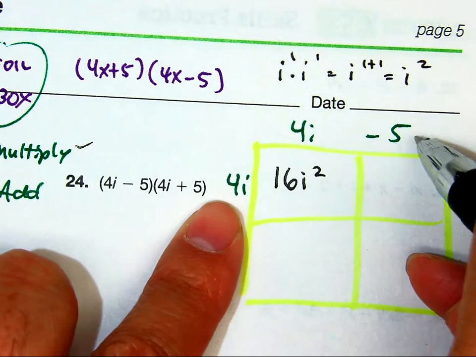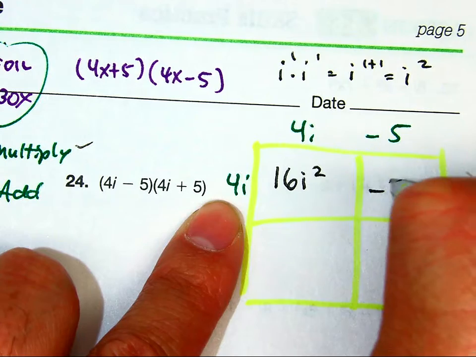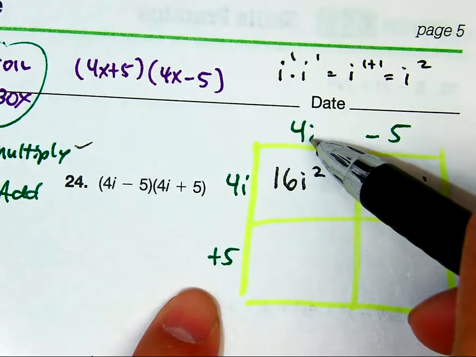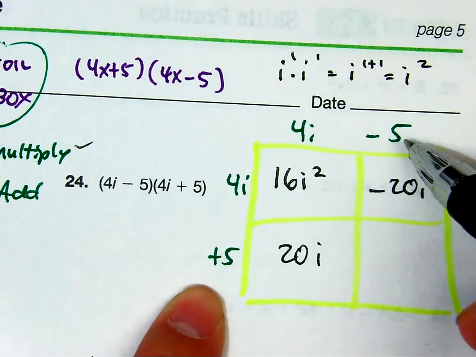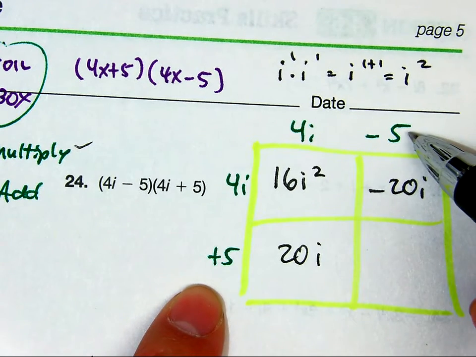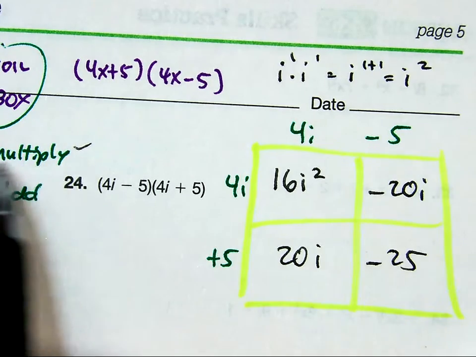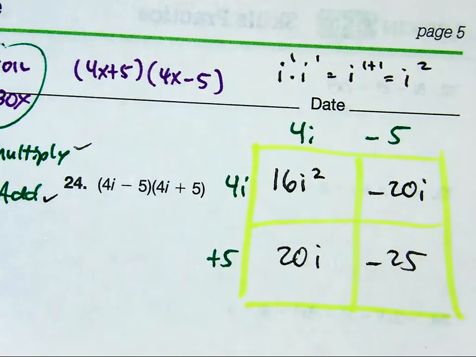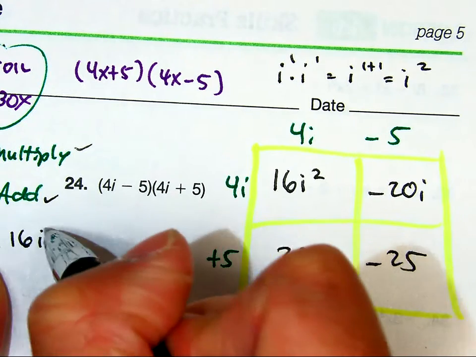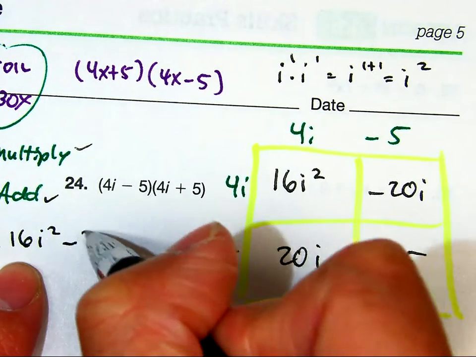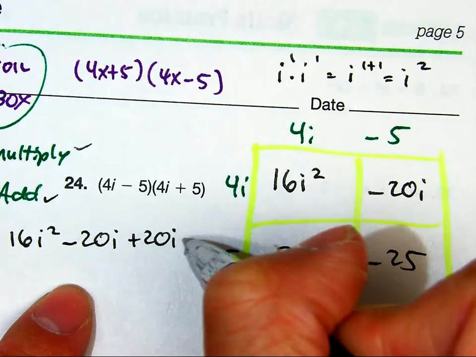Class, 4i times negative 5. Class, 4i times 5. And 5 times negative 5. Now, we've just multiplied. Now we're going to add. So, the terms that I got are 16i squared, negative 20i, positive 20i, and minus 25.